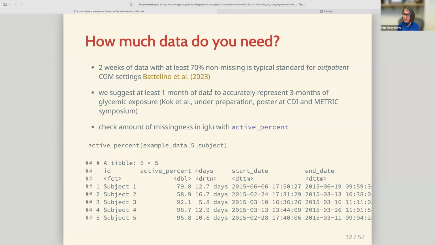So the first thing you need to do with your data is check how much data you have and how much is missing. Within iglu, we have an active percent function that, for each subject, tells you the total number of days that the measurements represent, and how much of this was non-missing. Based on those two numbers, you can create a filter for data availability and only look at the data where you know you have enough days.